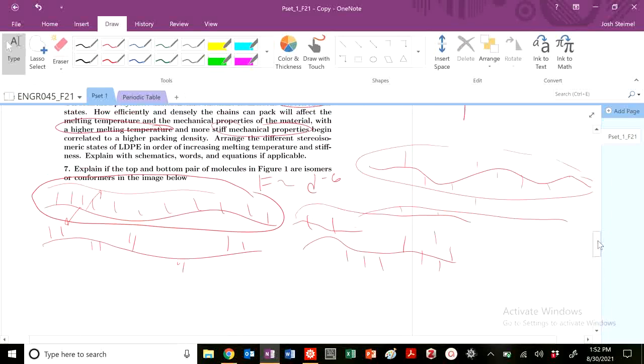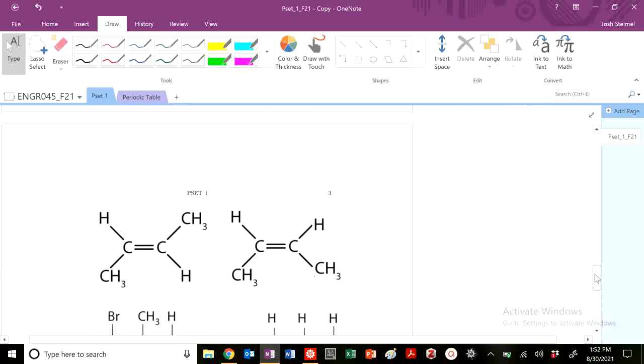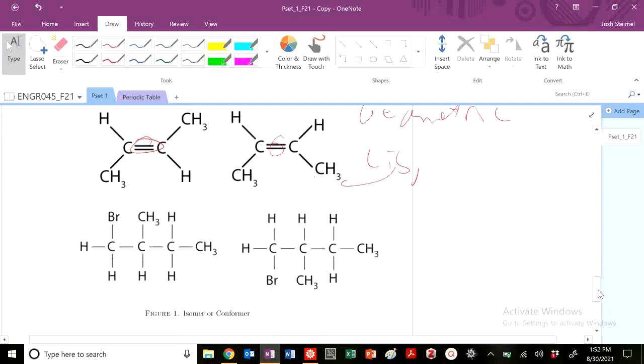Finally, look at those two pairs. Are they isomers, conformers, neither, both? I can't rotate around this double bond, so these are isomers. Specifically, they are geometric isomers, cis and trans. Cis here, trans here.